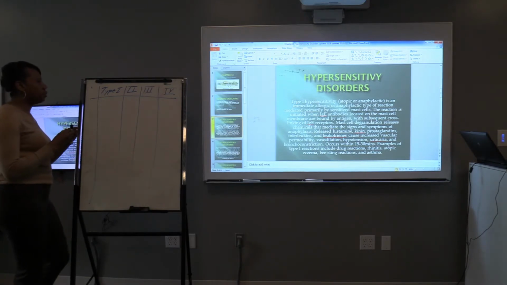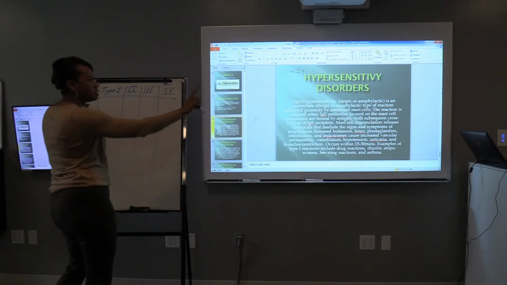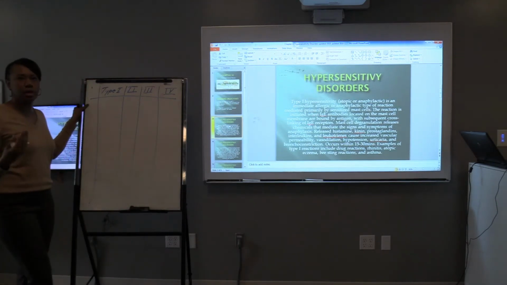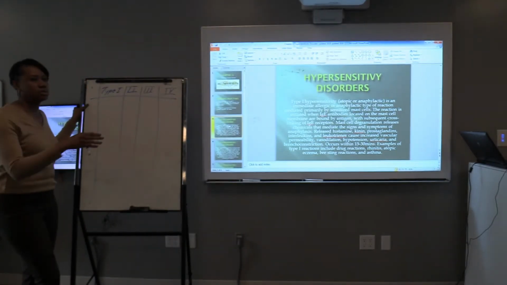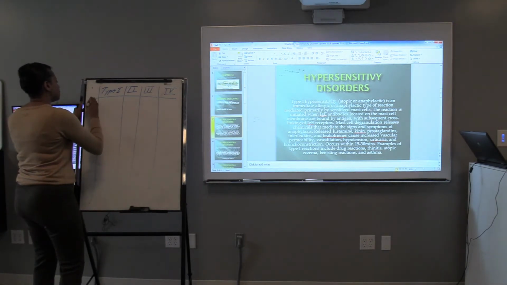So with our chart, you want to break down the different types. The first thing I told you is really important to know is which cell or immunoglobulin, I should say antibody, excuse me, is actually part of this situation. So we can just put here cell slash antibody.